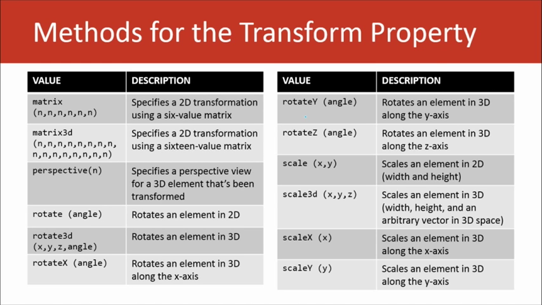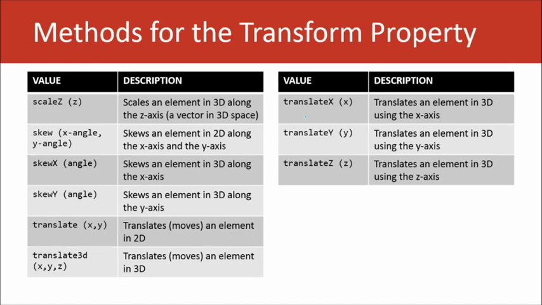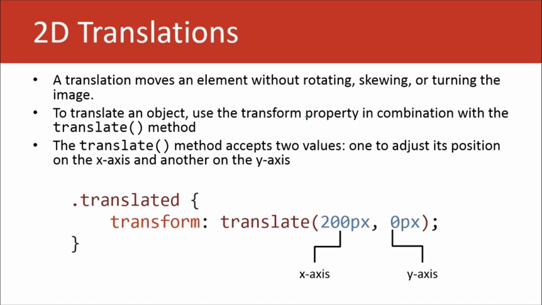Really important there. There are tons of different methods that are involved with the transform property, and we're only going to cover a few of them today, okay? Like I've said before, go to Bing, look for the Microsoft Developer Network, and do a quick lookup for the transform property. It'll be super helpful. All right, so let's get started with translations.